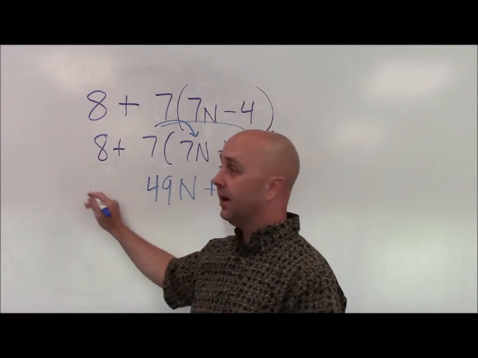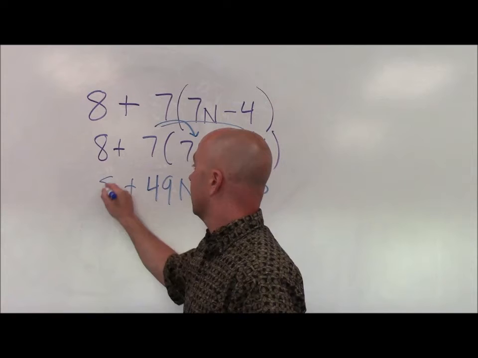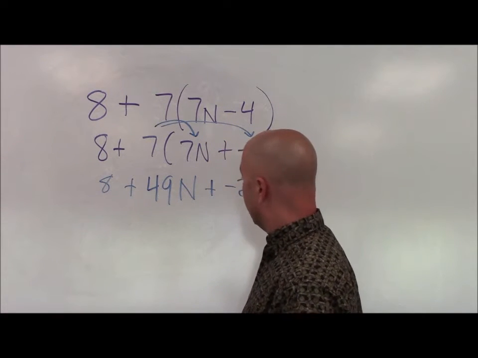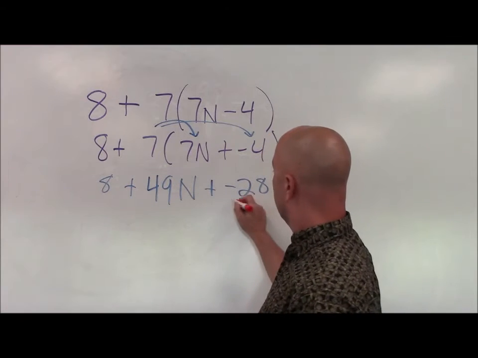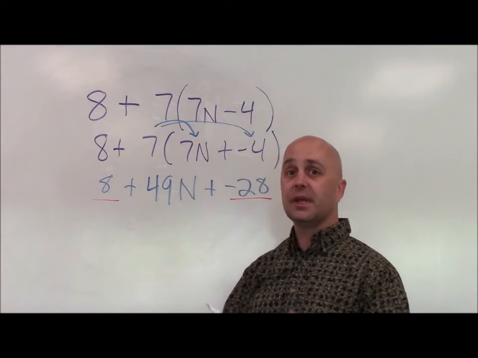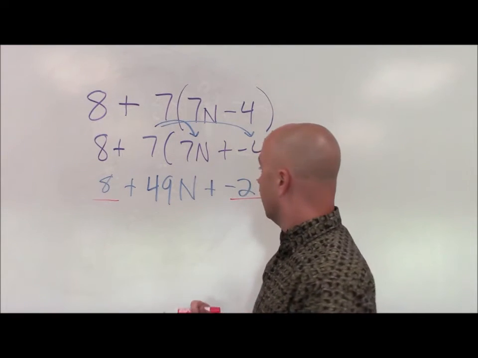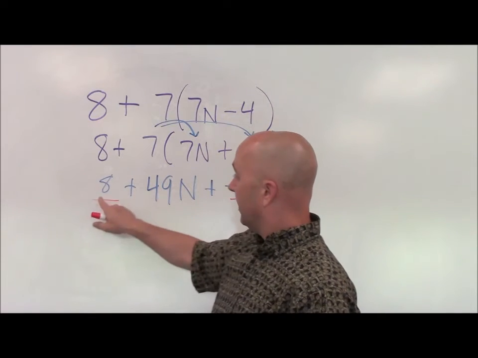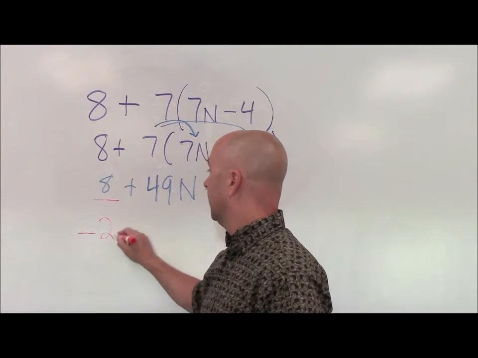And then don't forget I have this lone 8 that's still out there by itself. Now when I look at that simplified, it's a little bit easier to see. I can combine a negative 28 and a positive 8 because they don't have variables. They're the same. They're what we call like terms. So negative 28 and a positive 8 is going to be a negative 20.